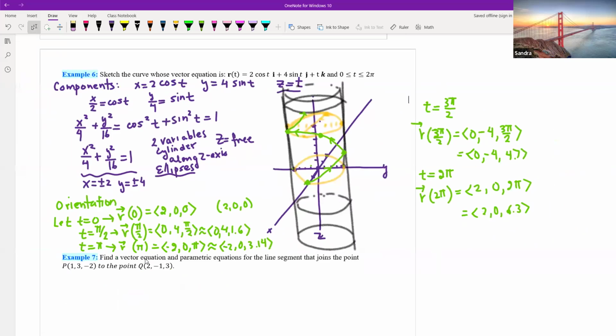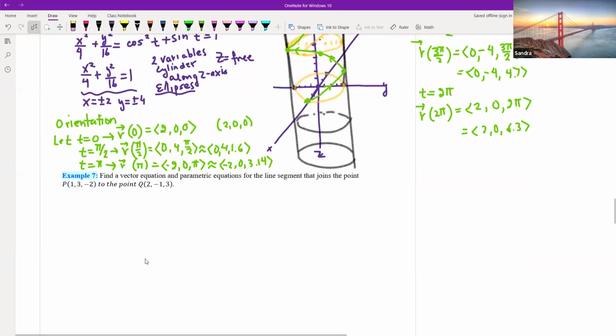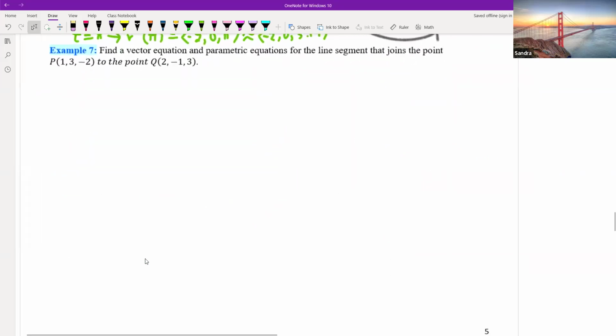Let's go ahead and move on to example 7. So now example 7 says, can you find the vector equation and also parametric equations for the line segment that joins the point P(1, 3, -2) to the point Q(2, -1, 3)? Find a vector equation. Find a vector equation. And also, can you find a parametric equation?